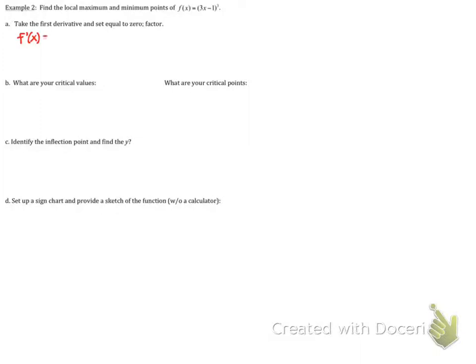So I'm going to bring that 3 down, keep the inside, and then it becomes squared times the derivative of the inside, which is 3. So my first derivative equals 9 times (3x minus 1) squared. So then set it equal to 0.